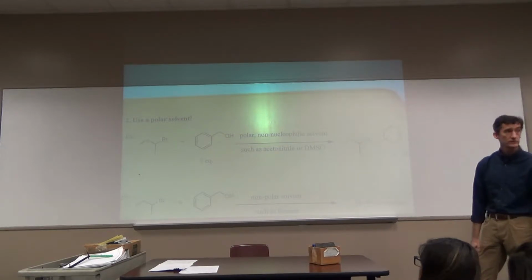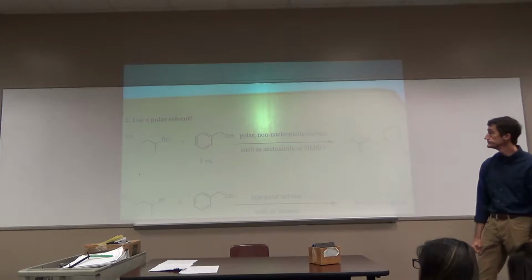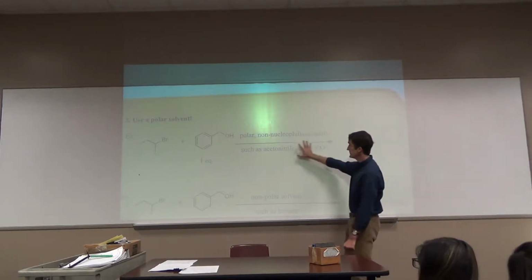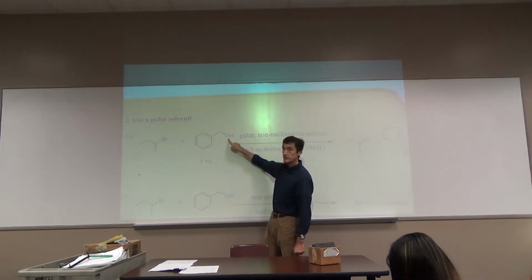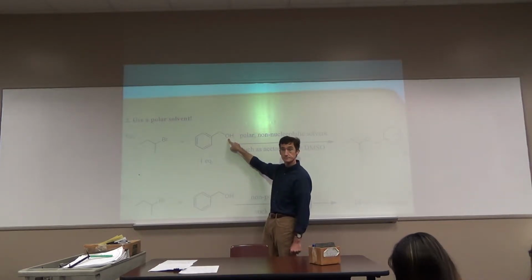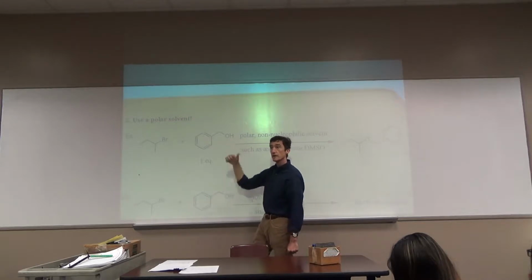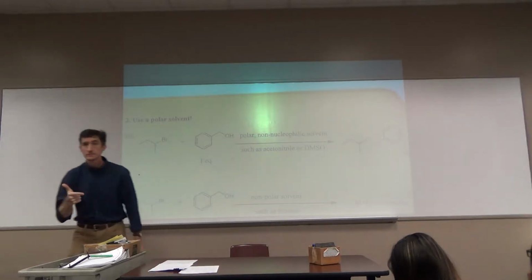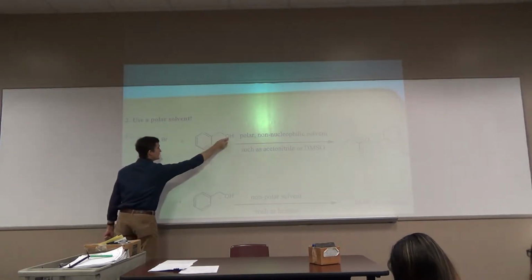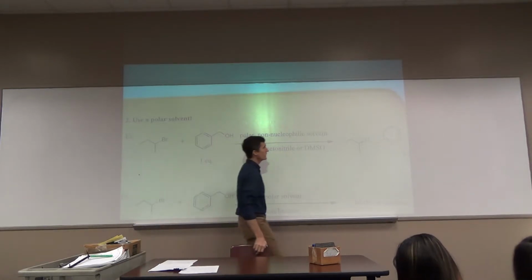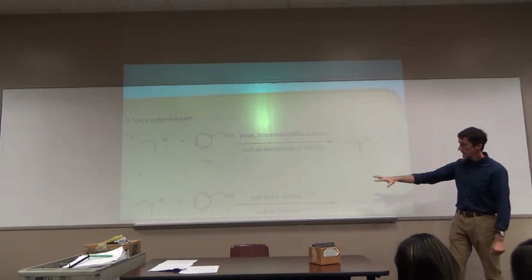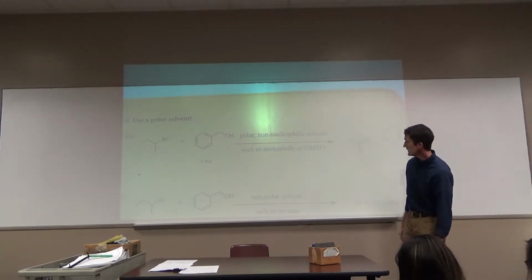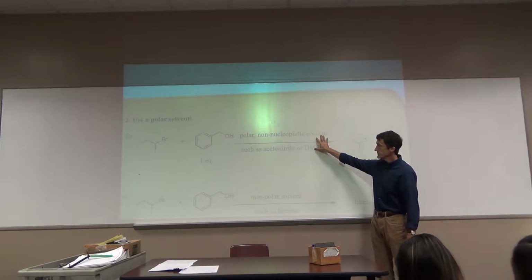SN2 requires a strong nucleophile. Do you see a strong nucleophile? No. This is a solvent. Is this a strong or weak nucleophile? Strong nucleophiles are anions or sp3 nitrogens. It's neither of those. Weak nucleophile. SN1. Okay? SN1 plus HBr is a byproduct.